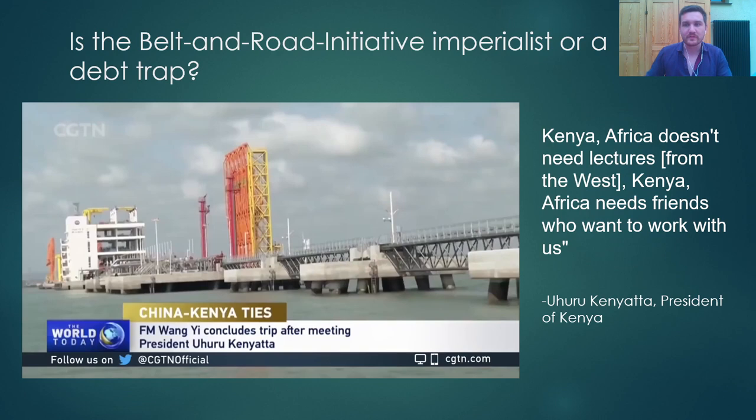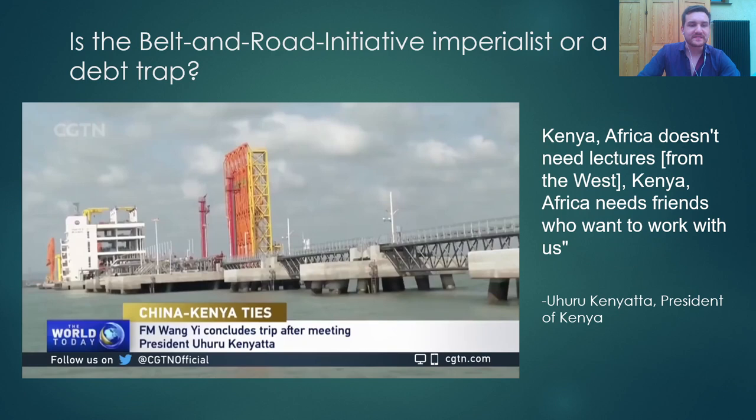And here is a clip from the Kenyan president after the Chinese foreign minister Wang Yi met the Kenyan minister and after they built a new oil refinery in Kenya. And he says Kenya or Africa does not need lectures from the West. Kenya, Africa needs friends who want to work with us, and China is such a friend.